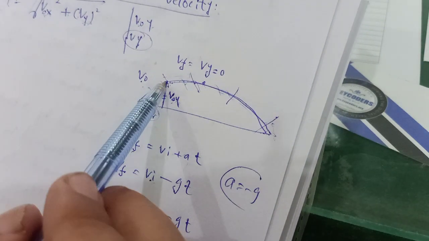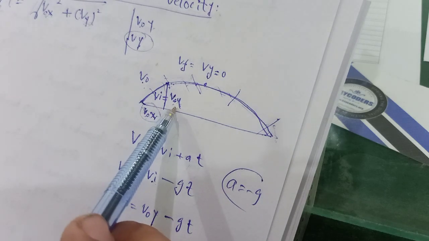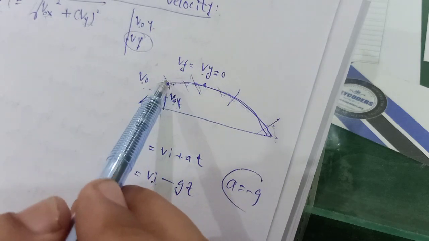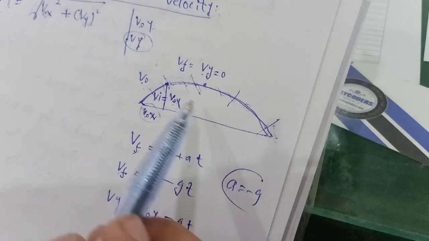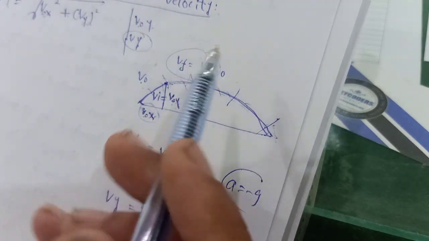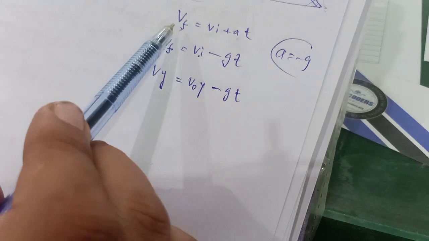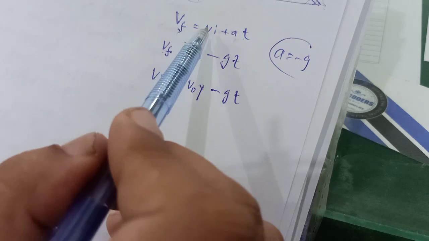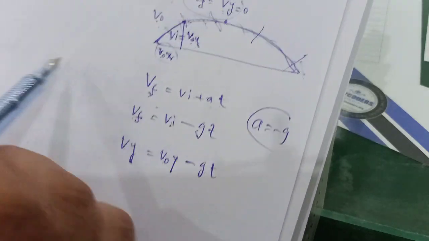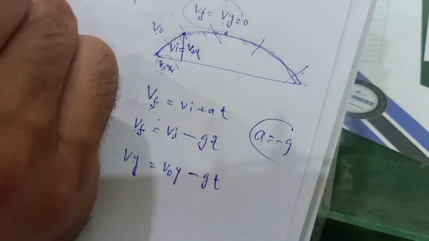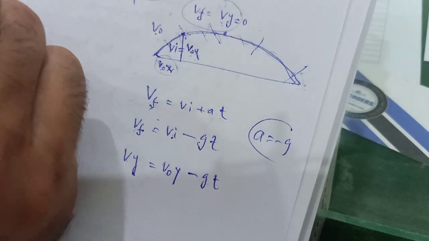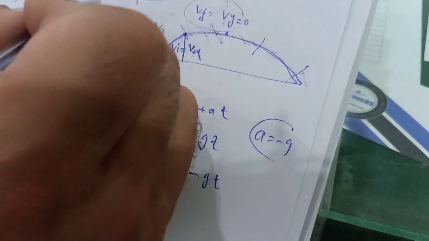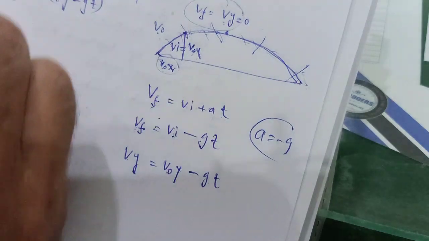As the velocity in the y-axis changes continuously, the initial vertical velocity is v0y, and the final vertical velocity is vy. It may be here or here or anywhere; the final velocity will be vy, which may be zero or anything. So, using the first equation of motion and putting the corresponding values, the equation becomes: V0x as it is, and Vy will be written as V0y minus gt, whole square under the root.